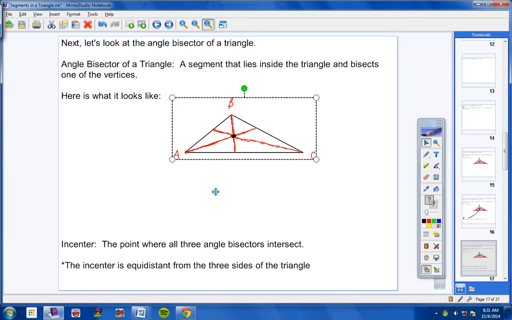The incenter is equidistant from the three sides of the triangle. So, take some really good notes on this, guys. Watch this. Remember, when we say a point is equidistant from a line, we're talking about the perpendicular line. So, from this point, I'm going to draw a line from here to this side here, so that's perpendicular, okay? And then I'm going to draw a line from this point to this side over here, so that's perpendicular.